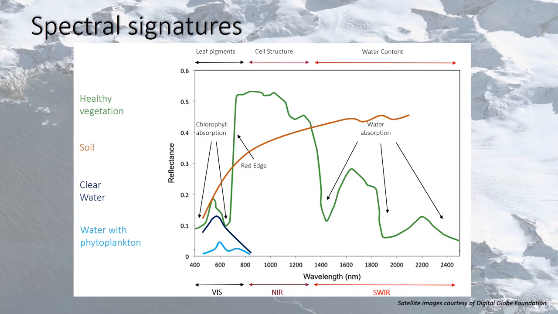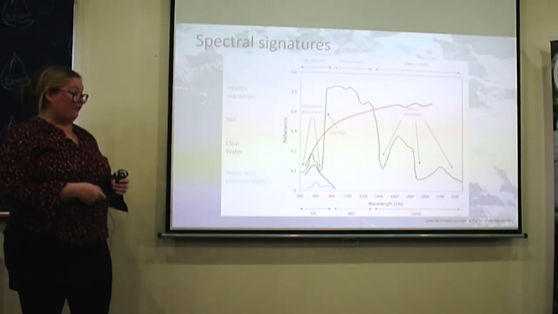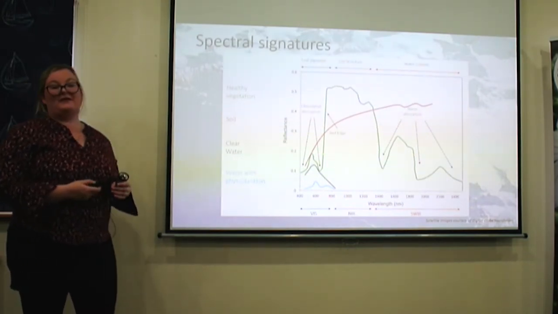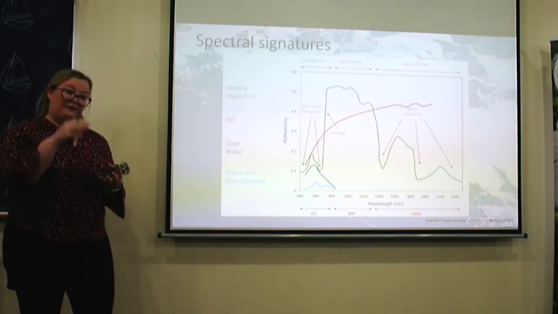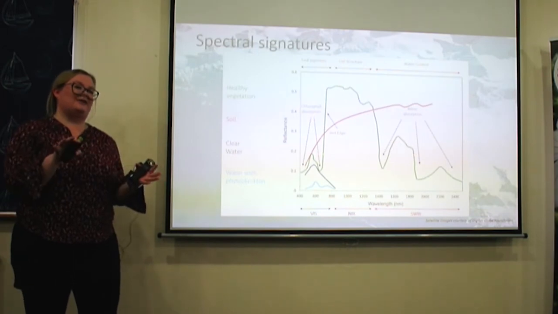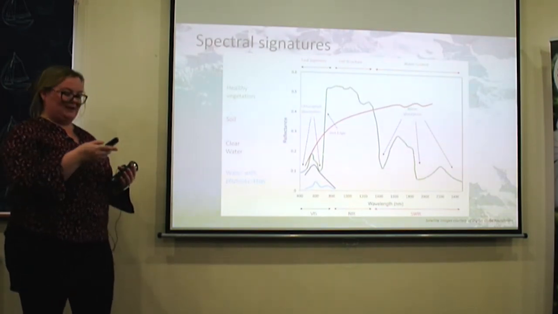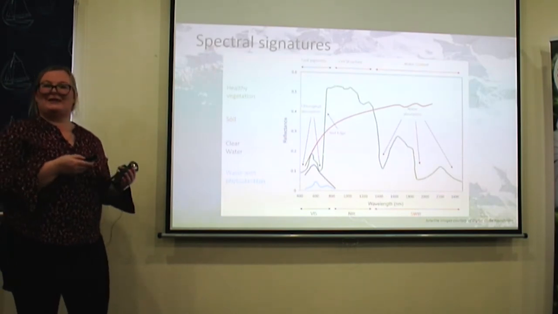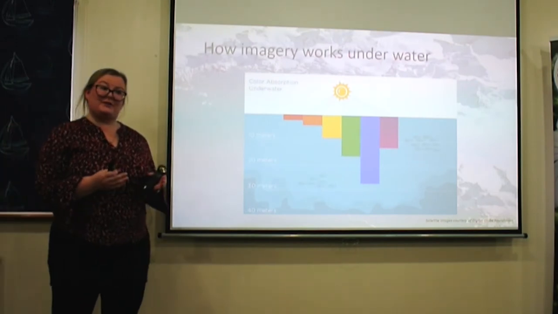And then water, so this is something that we will explore this afternoon. Water reflects in the visible, but beyond the visible, it absorbs everything and it attenuates the light. So if you have a clear column of water, you should have no reflectance whatsoever in the near infrared and beyond, which makes it challenging to do remote sensing from space underneath the water. But you can do some stuff.